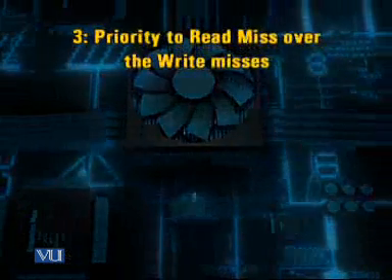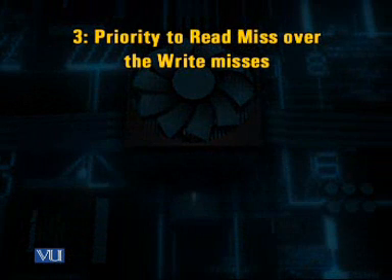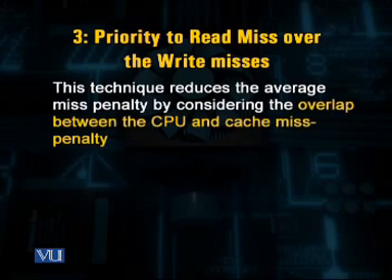Now, let us consider the third technique, that is priority to read miss over the write miss. This technique reduces the average miss penalty by considering the overlap between the CPU and cache miss penalty. We have already discussed how the write buffer reduces the write stalls in write-through caches. The write buffers ensure that the write to the memory does not stall the processor.